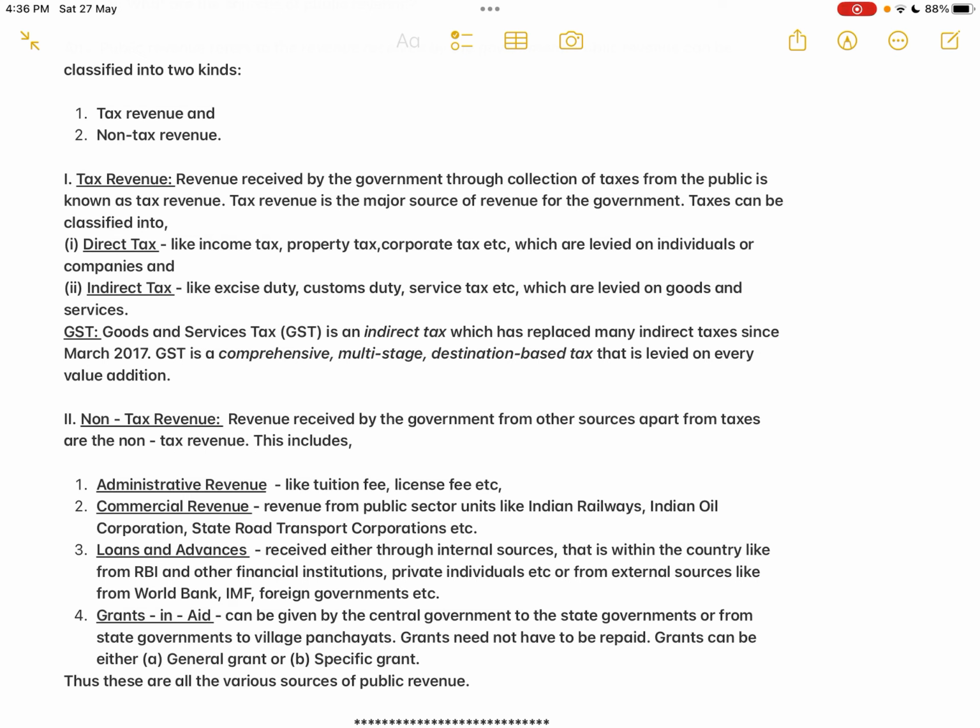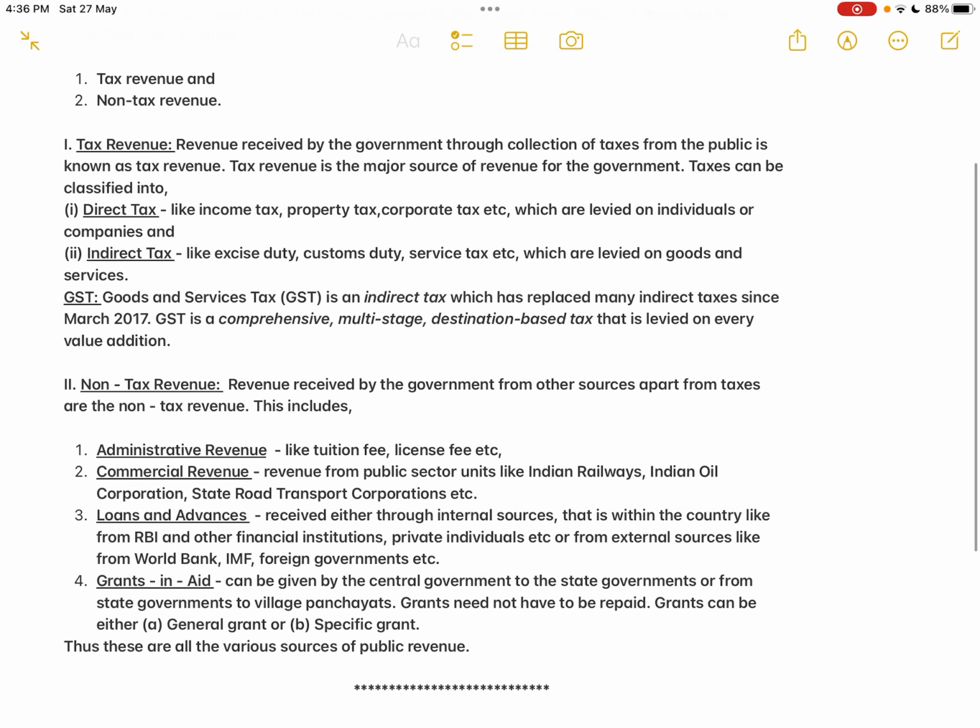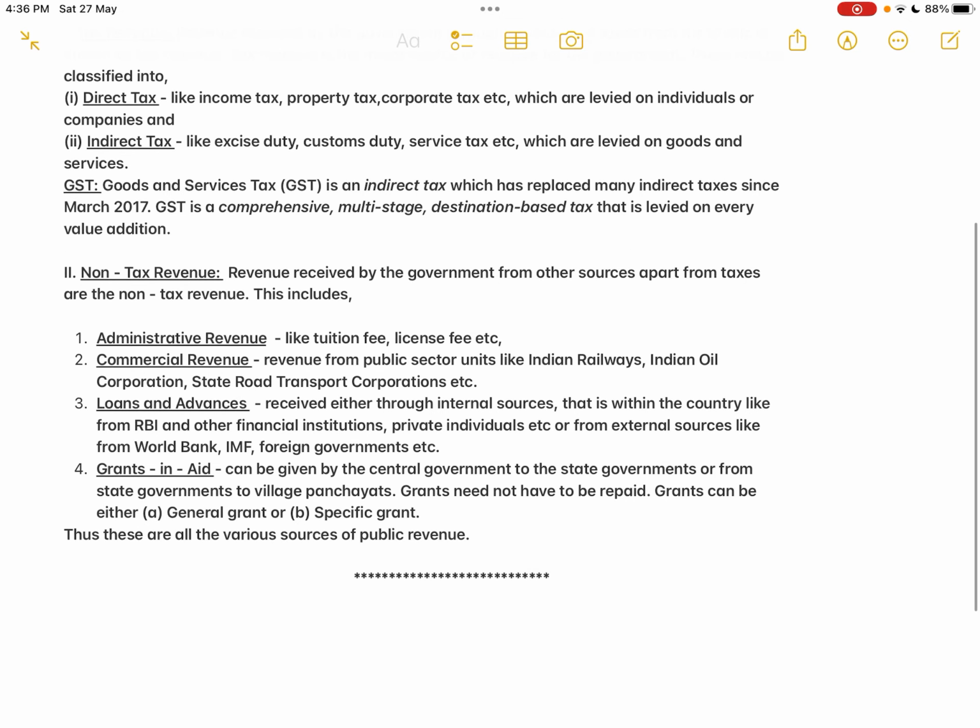Now, apart from the tax revenue, the government also receives revenue from other sources, that is called the non-tax revenue. Revenue received by the government from sources apart from taxes is the non-tax revenue. So this includes first administrative revenue, like tuition fee, license fee, etc. The government has so many government colleges and schools, isn't it? All those fees, that is the tuition fee.